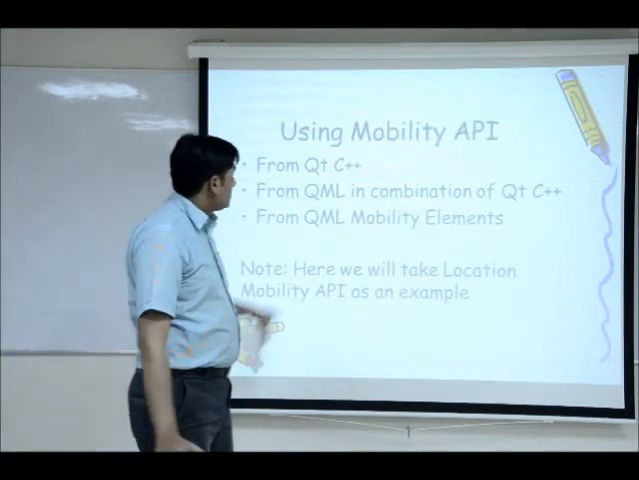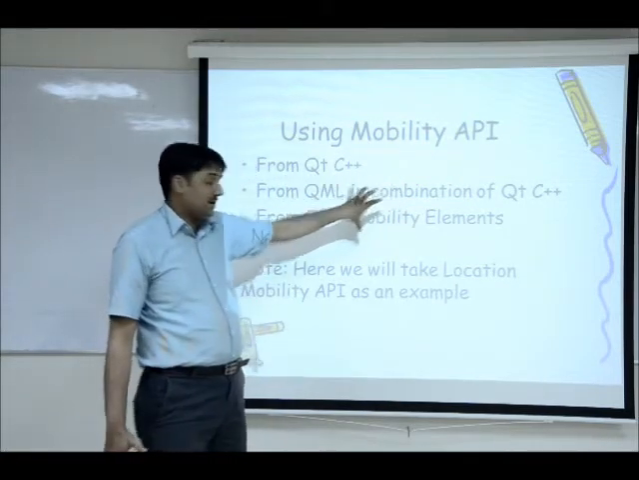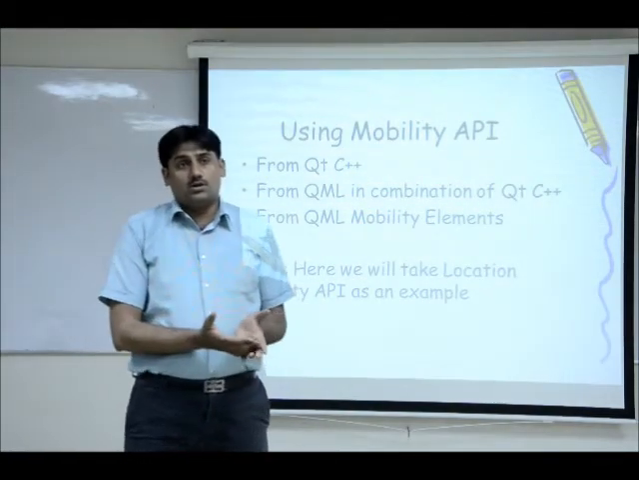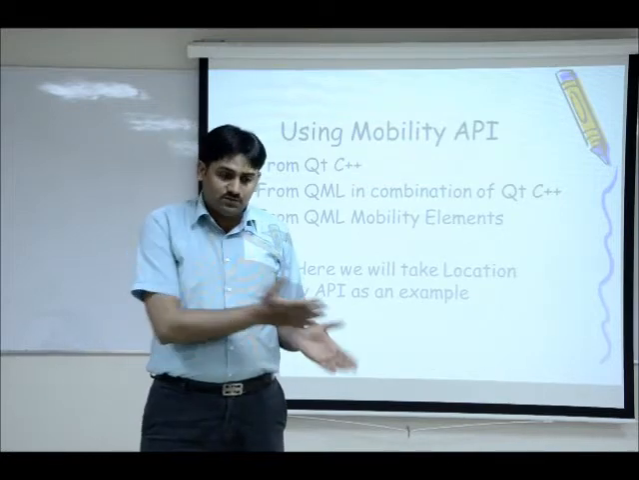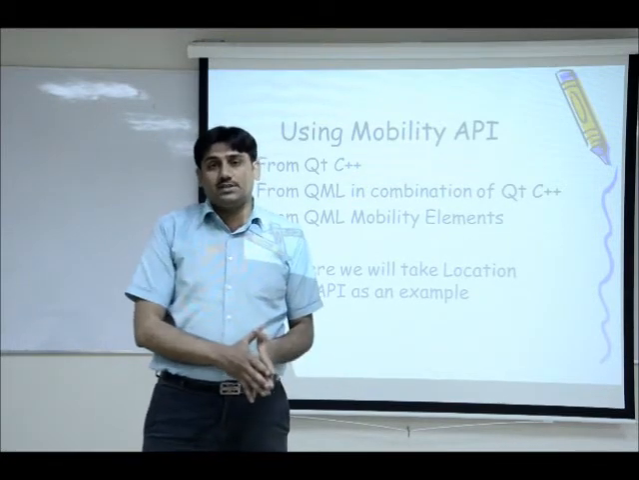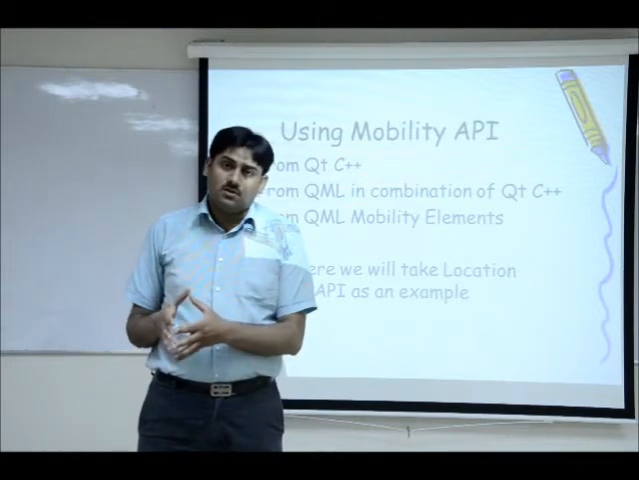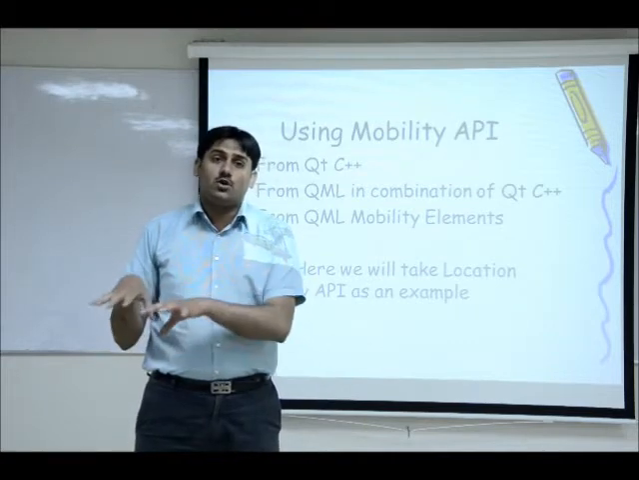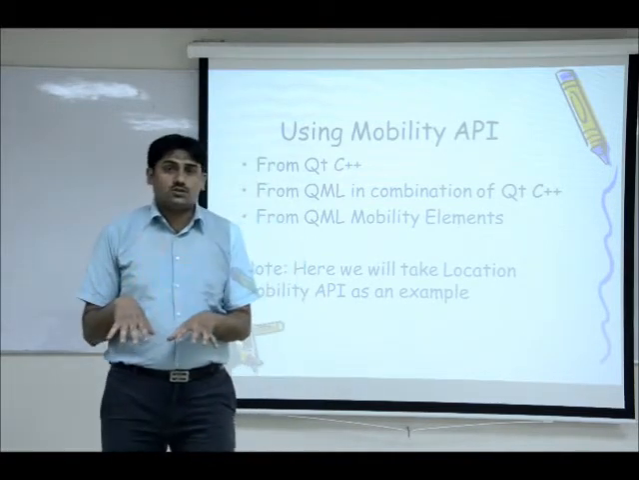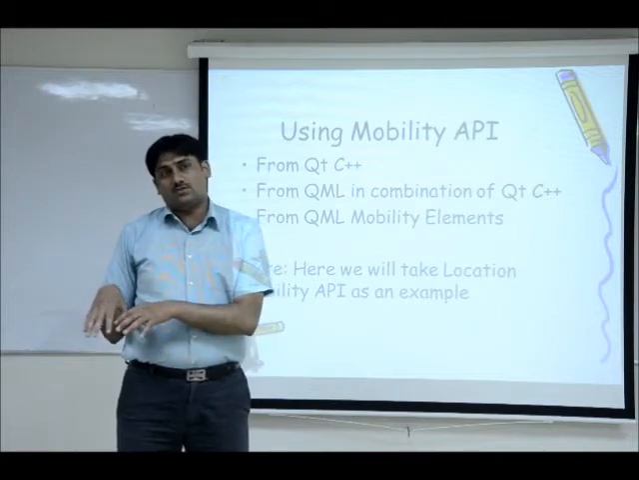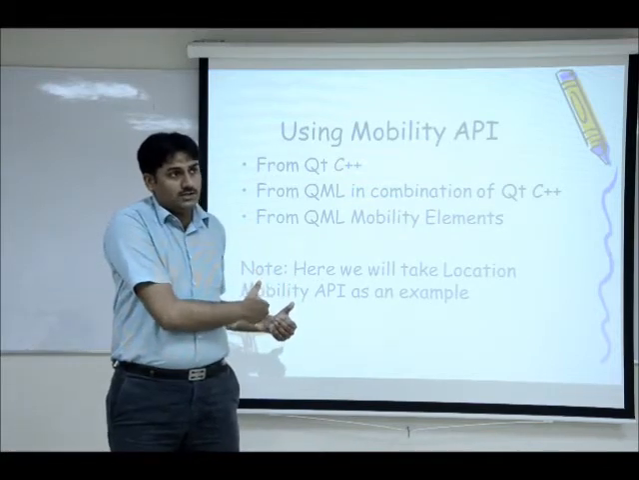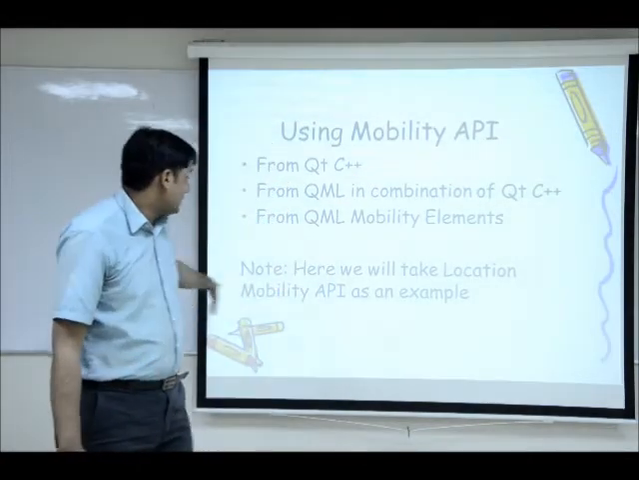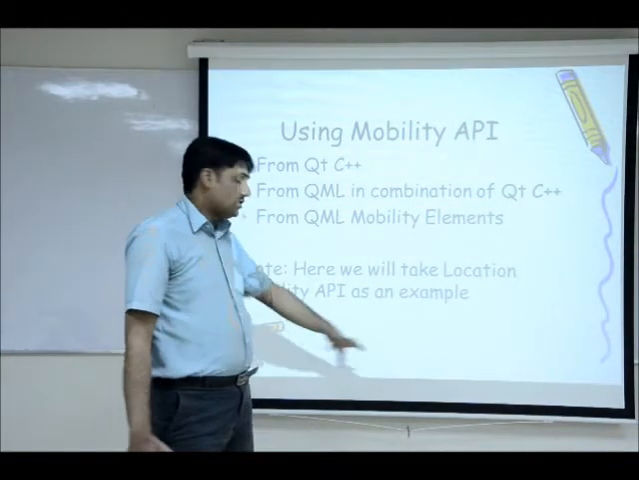And the next step is using the Qt mobility APIs. There are 3 different ways to use the Qt mobility APIs. The first way is to use them with Qt C++, the second way is to use a combination of Qt C++ and QML, and the third way is to use the QML elements of Qt mobility directly. So these are the 3 ways, and here we will take an example of the location mobility API.